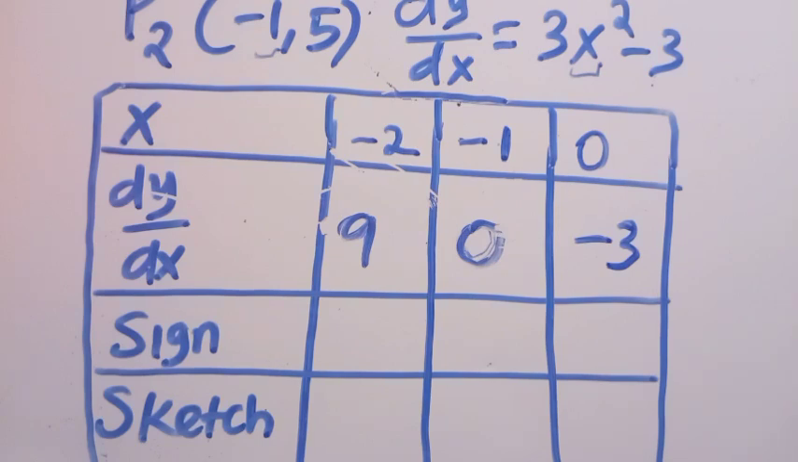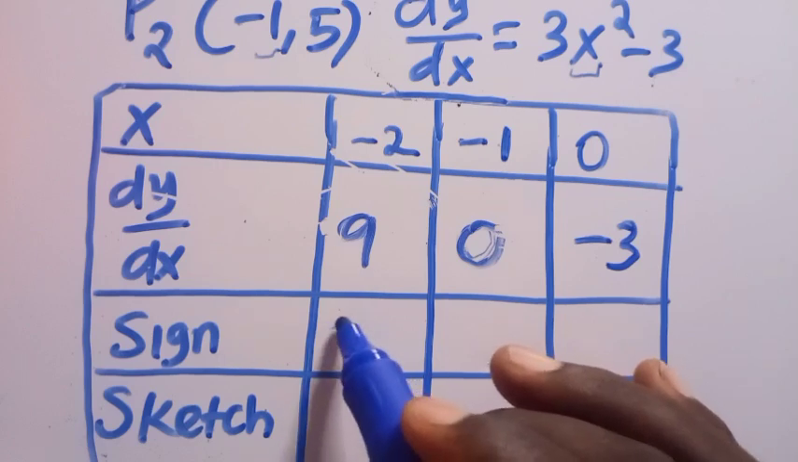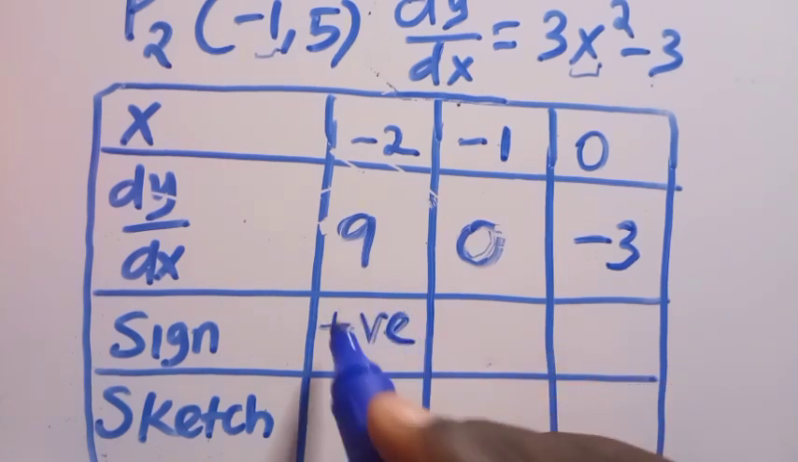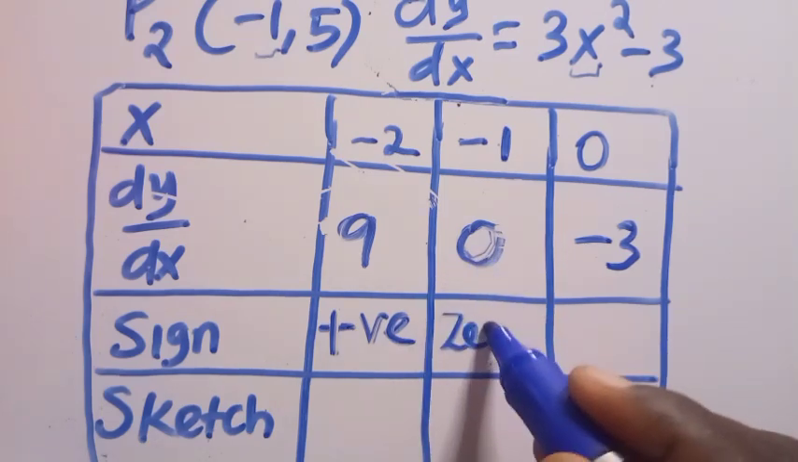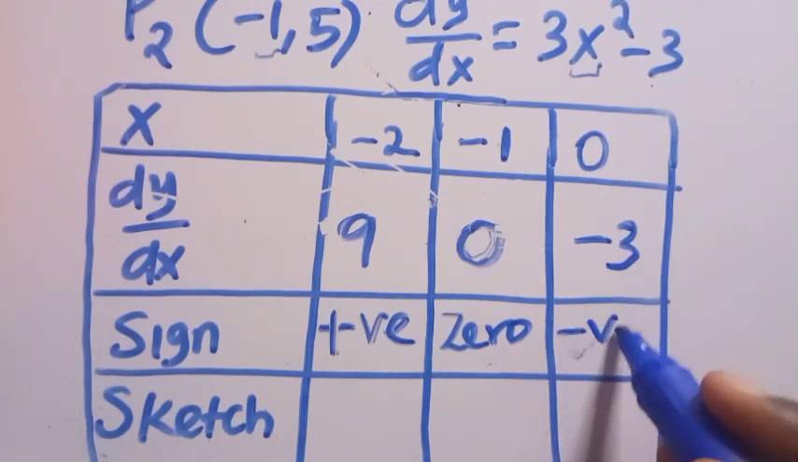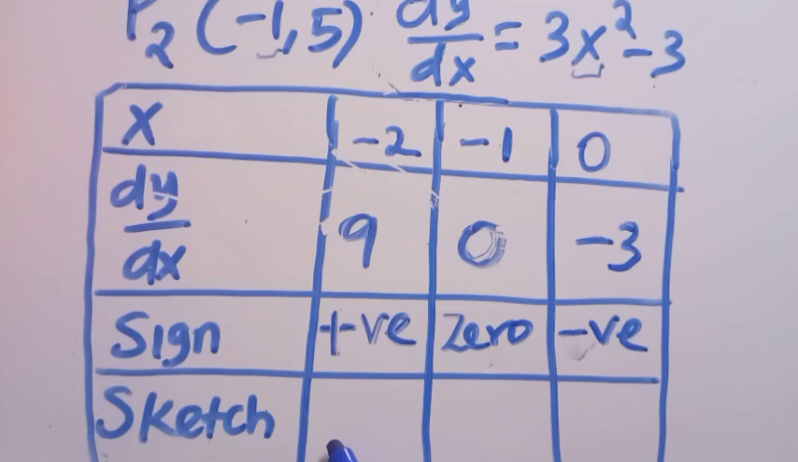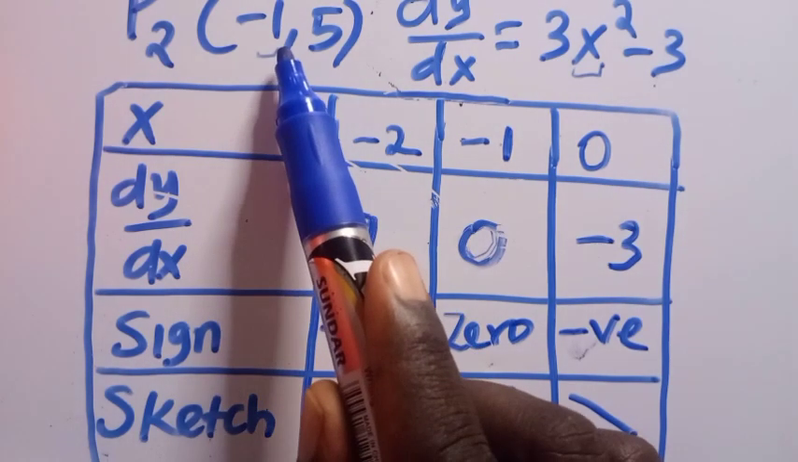Now, since we have obtained dy over dx, we shall look at the sign. This is positive, so we write it as positive. Then this is 0. This is negative. Therefore, the sketch is positive like this, then 0 like that, and then negative like that. So this is the nature of the stationary point, which is -1 and 5.